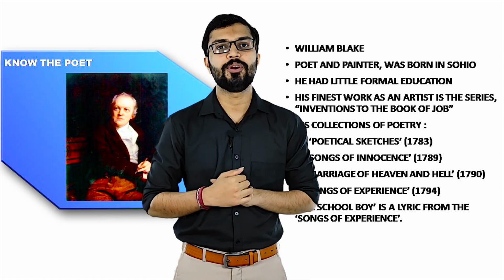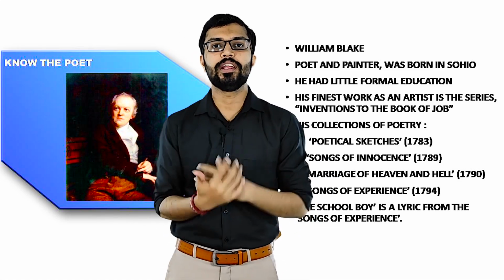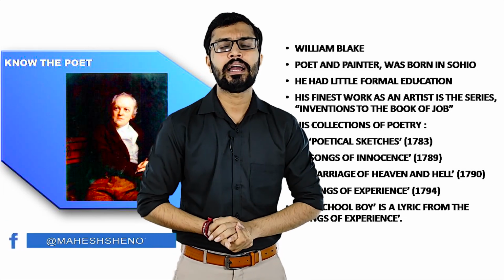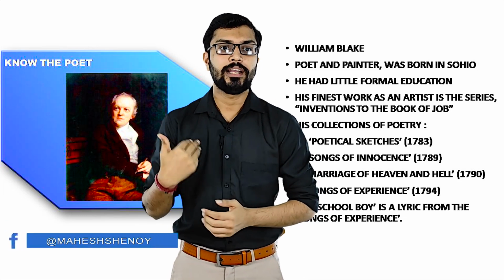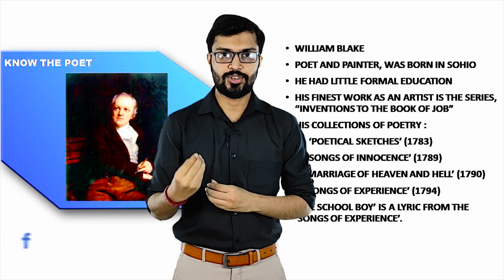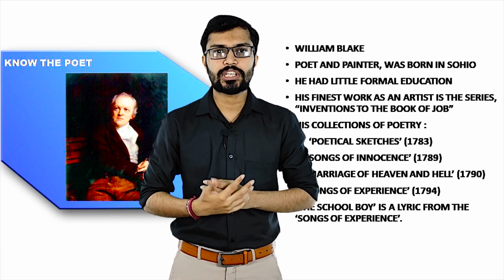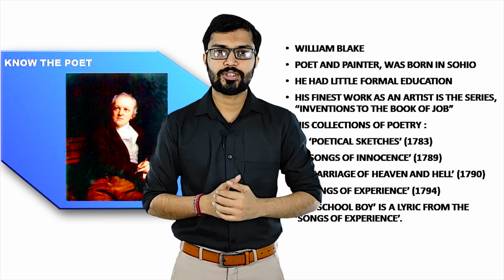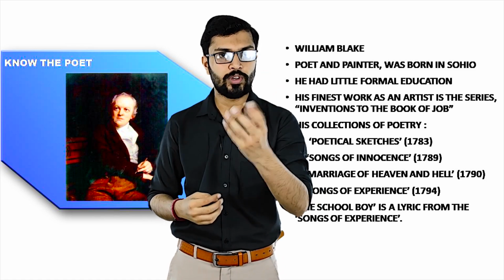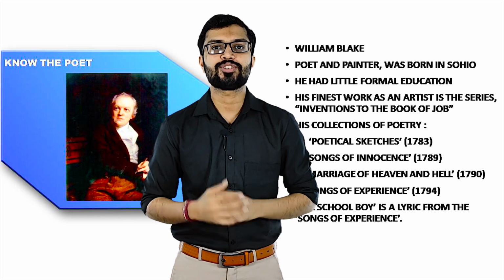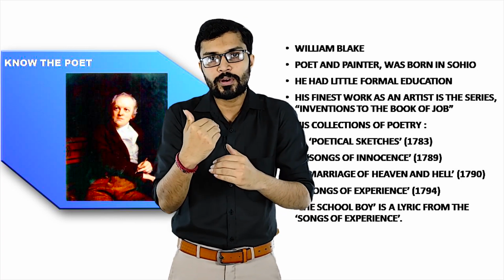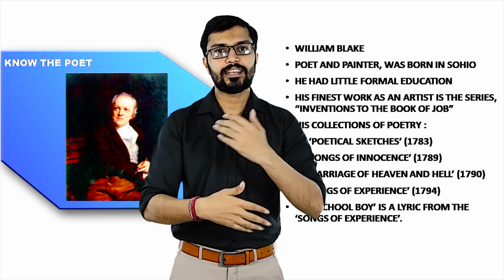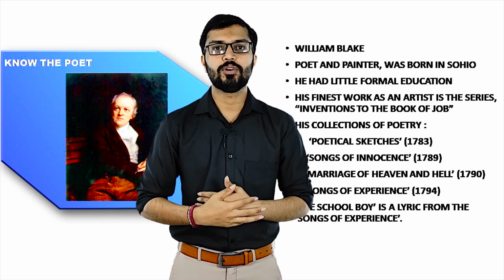Know something about the poet. Here you can see the poet William Blake. He was a poet and a painter and was born in Soho, and he had little formal education. So now what is formal education? In short, what you are getting now in school is called formal education. In depth, we will be learning about formal and informal education in this poem itself, so I'll be explaining that while we are discussing the poem.